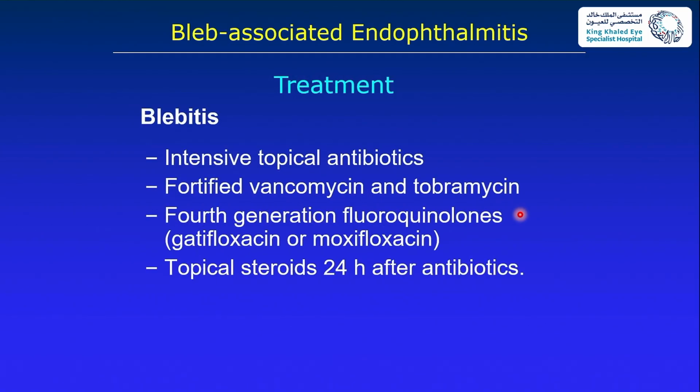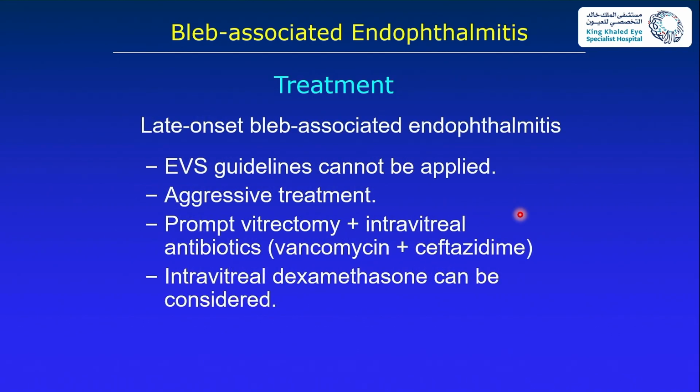What's the treatment? If you diagnose the case as blebitis, and what is the difference between blebitis and endophthalmitis? Endophthalmitis means vitreous involvement. If the vitreous is involved, this is endophthalmitis. But in blebitis, if the vitreous is still clear, this is blebitis. You need to give the patient intensive topical antibiotics, fortified antibiotic drops hourly, like vancomycin and tobramycin. You can give topical steroids 24 hours after antibiotics. How about the late onset bleb-associated endophthalmitis?